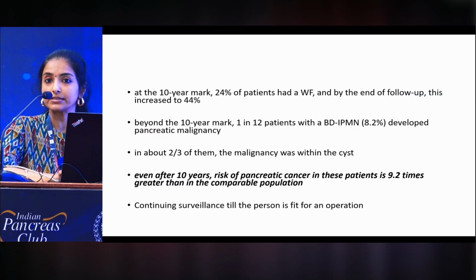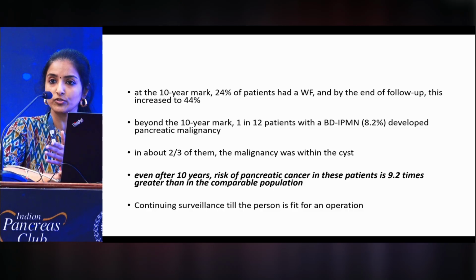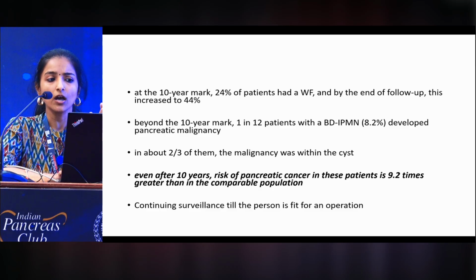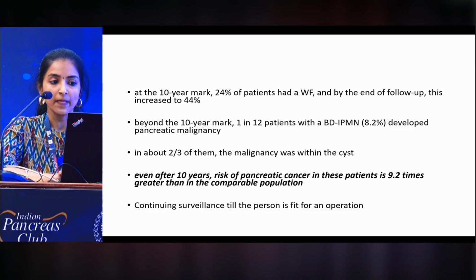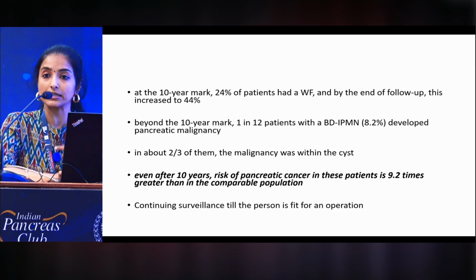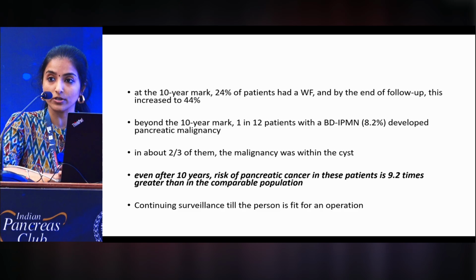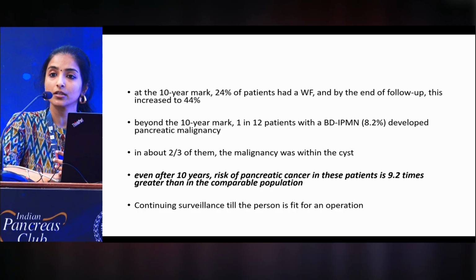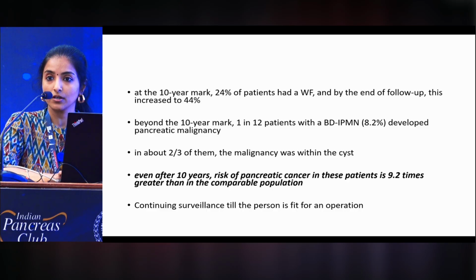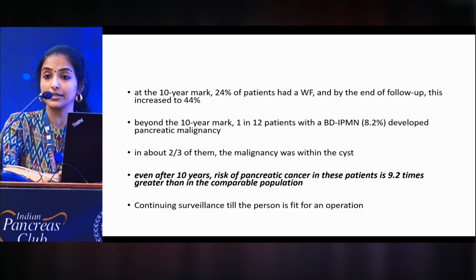What was interesting is that at the 10-year mark, only about 24% of them had worrisome features, but at the end of the follow-up, which was about 17 or 18 years, it rose to 44%. 1 out of 12 patients developed pancreatic malignancy even beyond the 10-year mark, and the risk remains 9.2 times higher even beyond the 10-year mark. So does that leave us with the option that we may have to continue surveillance in these patients even after 10 years, or as long as they are fit for an operation?